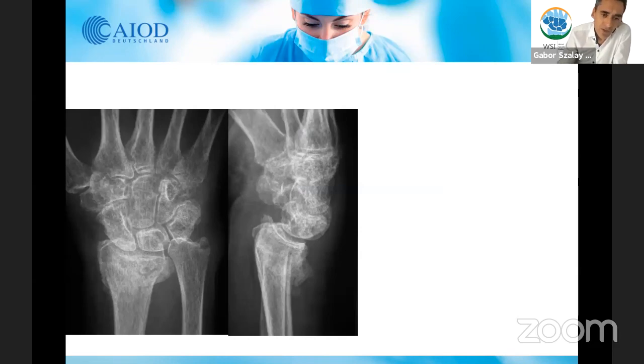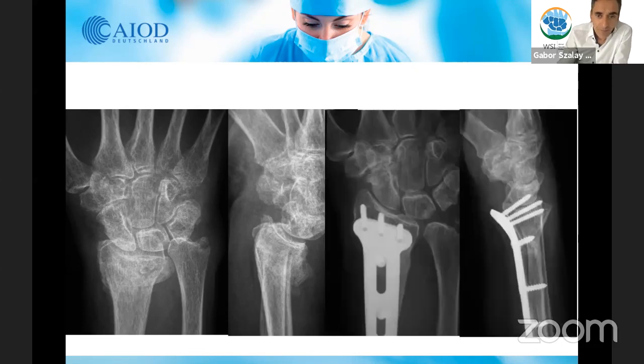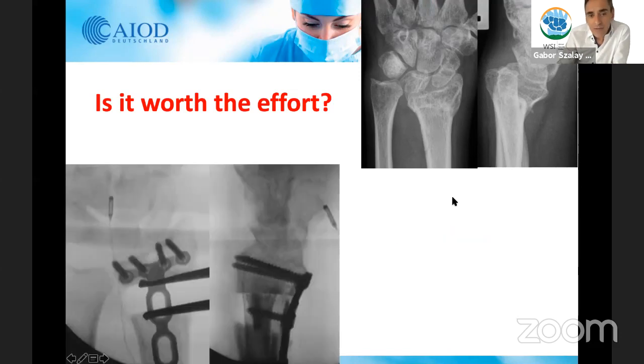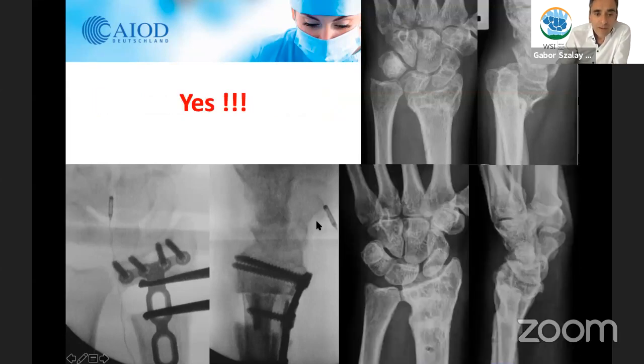You see a situation after distal radius fracture. And the question, salvage procedure or correction? And for sure, you have to do the correction osteotomy. In this special case, you should take out the plate as early as possible because she will get a problem with her flexor tendons. The next thing is, is it worth the effort? If you have the next patient in your outpatient clinic and you ask yourself again, correction or salvage procedure? It is absolutely worth all the effort. And you see here after the correction osteotomy, we have such a picture.